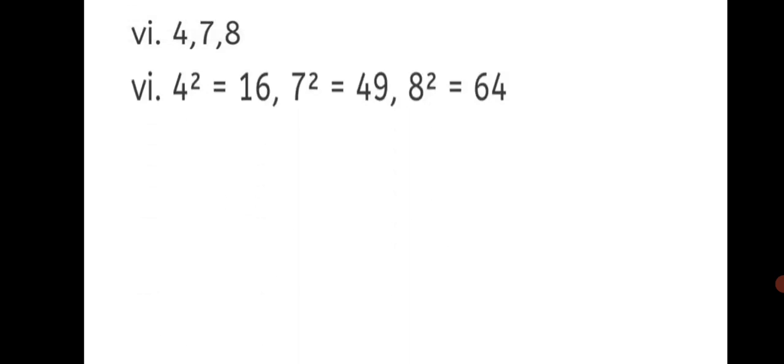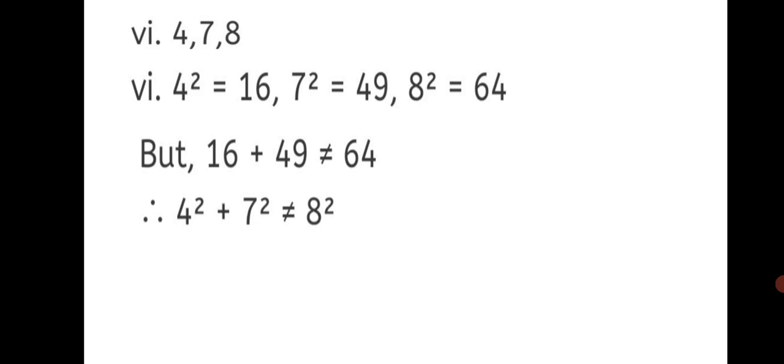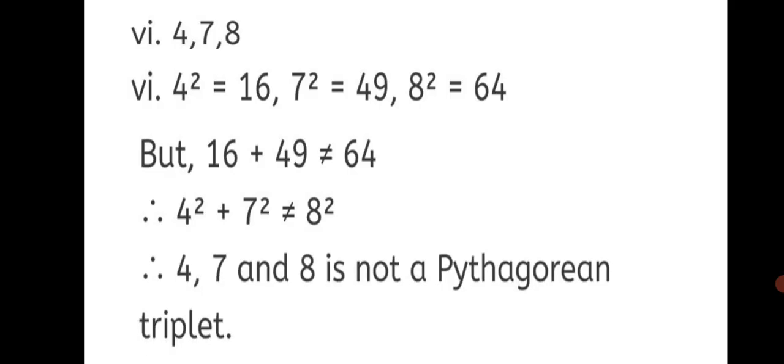Sixth question, 4, 7, 8. Now the squares, 4 square is equal to 16, 7 square is equal to 49, 8 square is equal to 64. 16 plus 49 is not equal to 64. Therefore, 4 square plus 7 square is also not equal to 8 square. Therefore, 4, 7, 8 is not a Pythagorean triplet. So this way we have completed question number 1, sub question 6 altogether.